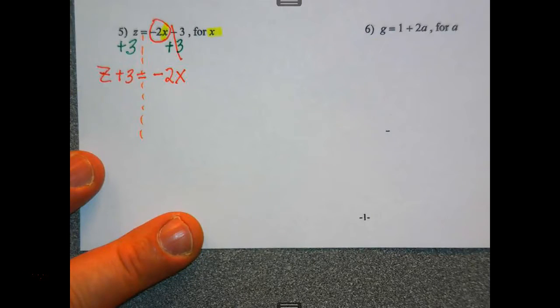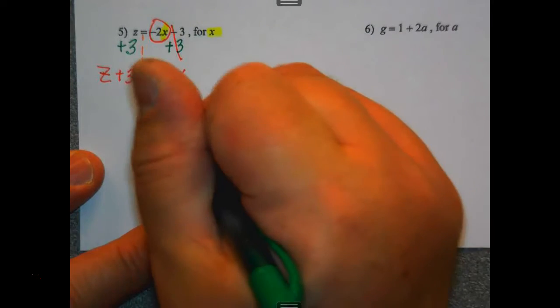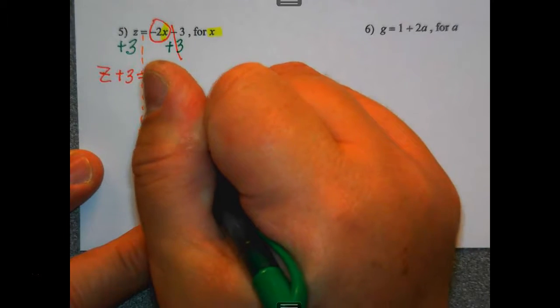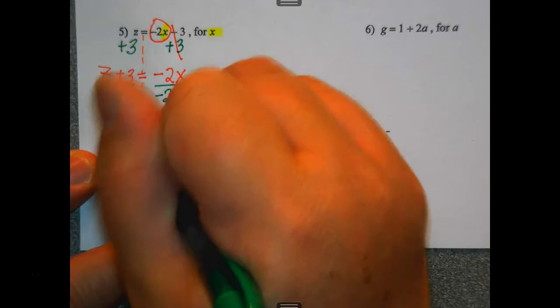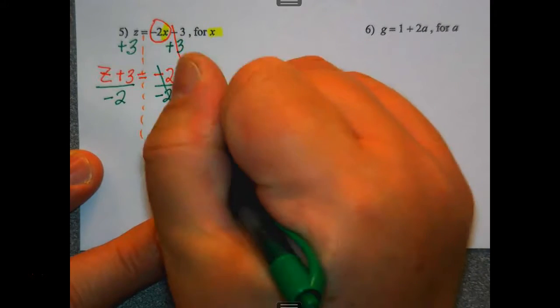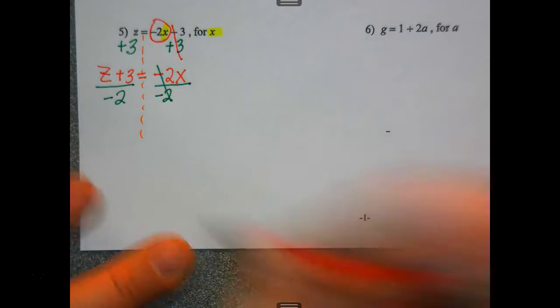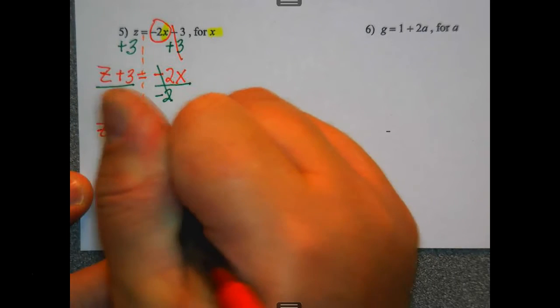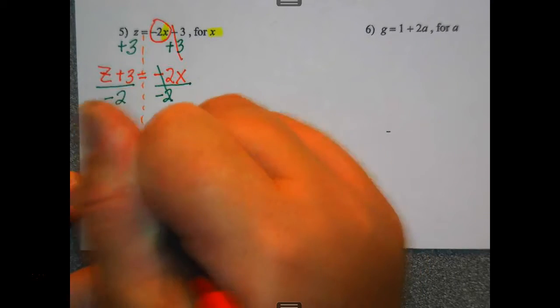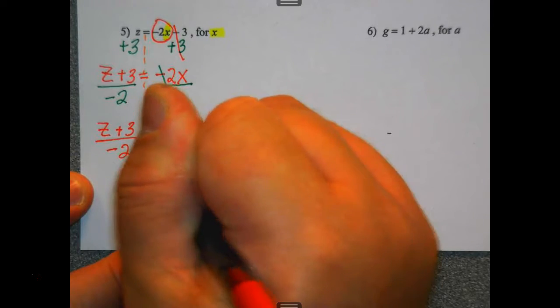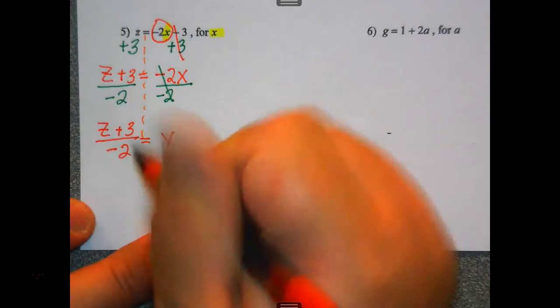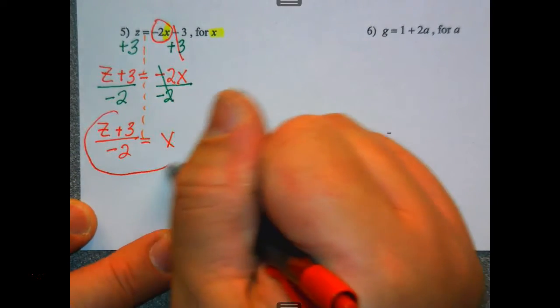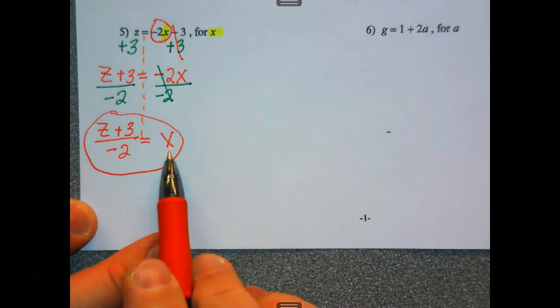I have to get x by itself. So I'm going to divide by the coefficient, negative 2. And I get this whole big mess on the left-hand side: z plus 3 divided by negative 2. And I get my x on the right-hand side. And I'm done. x is by itself.